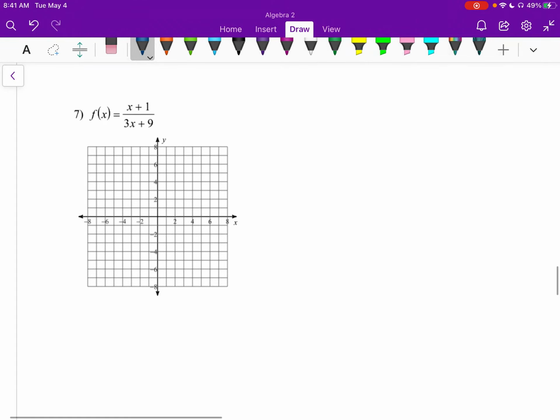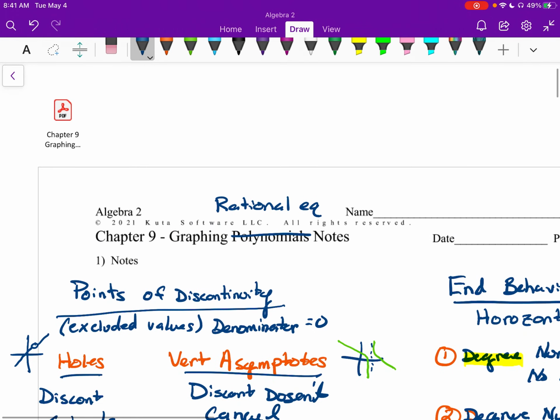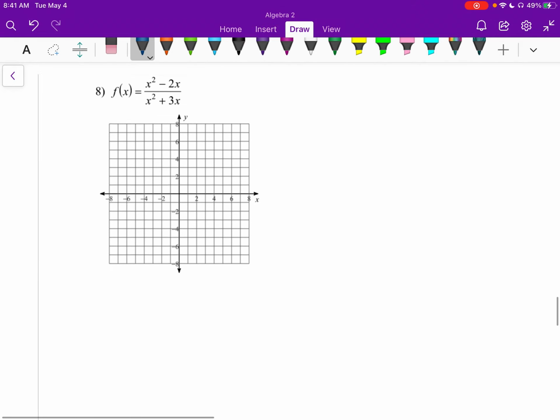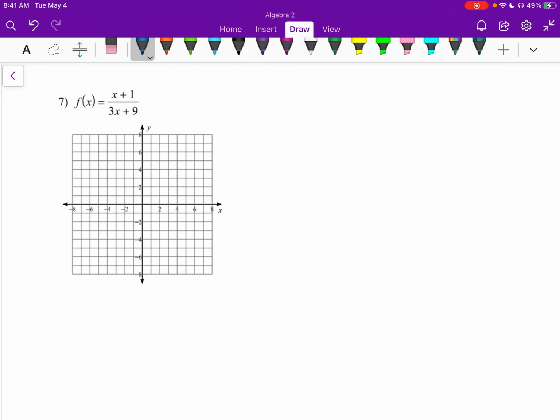All right, this will be the last video of graphing rational equations. So we're on number 7, right? Yep, there it is. Starting off, we need to look at its domain. Actually, we'll factor x plus 1 and 3, x plus 3.